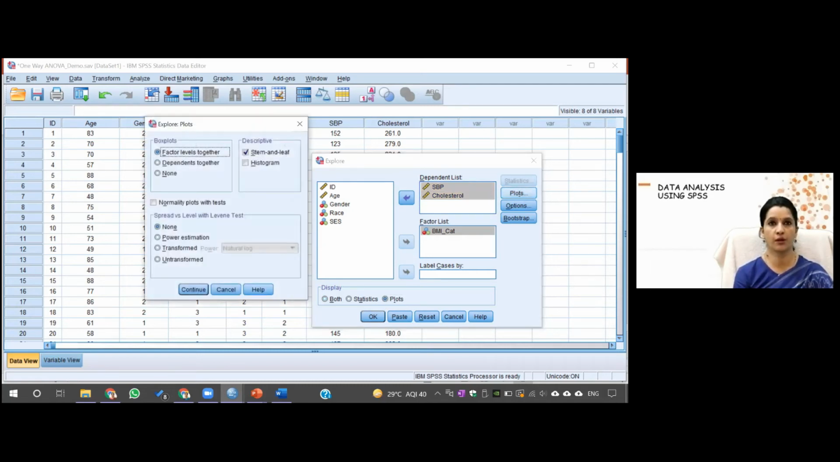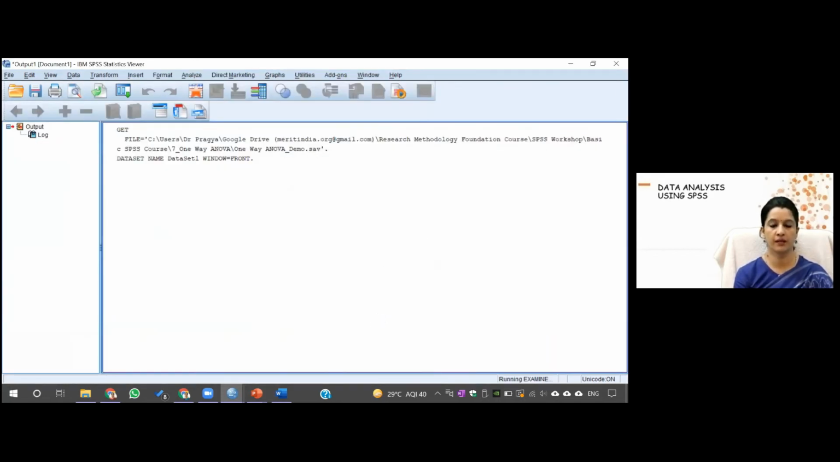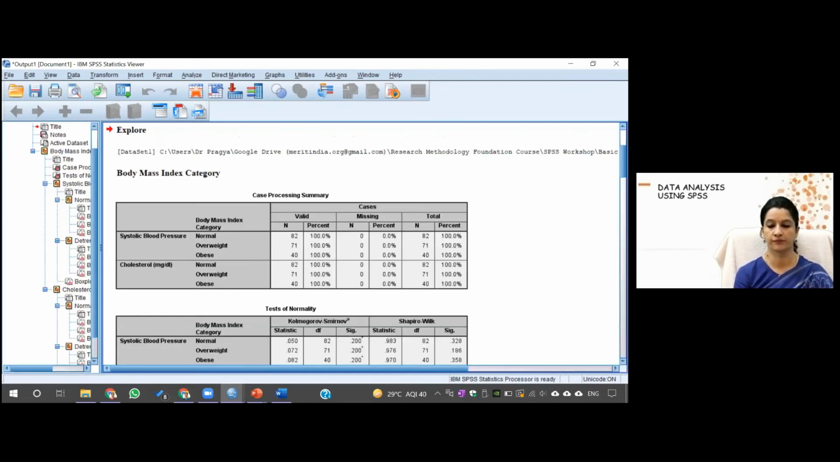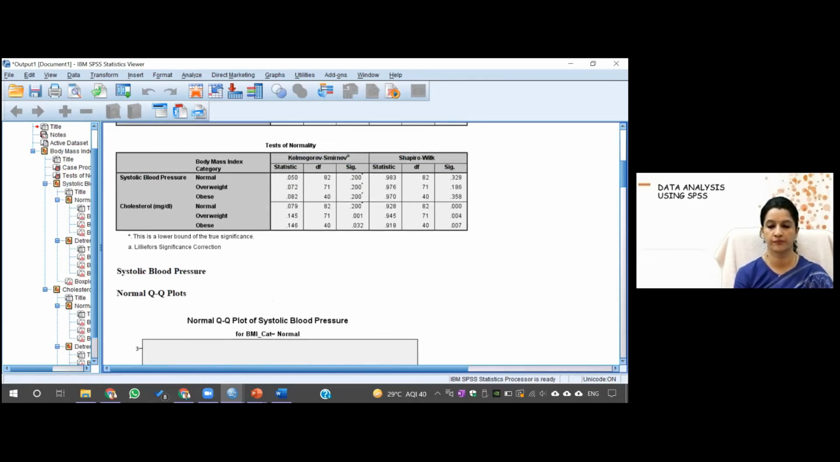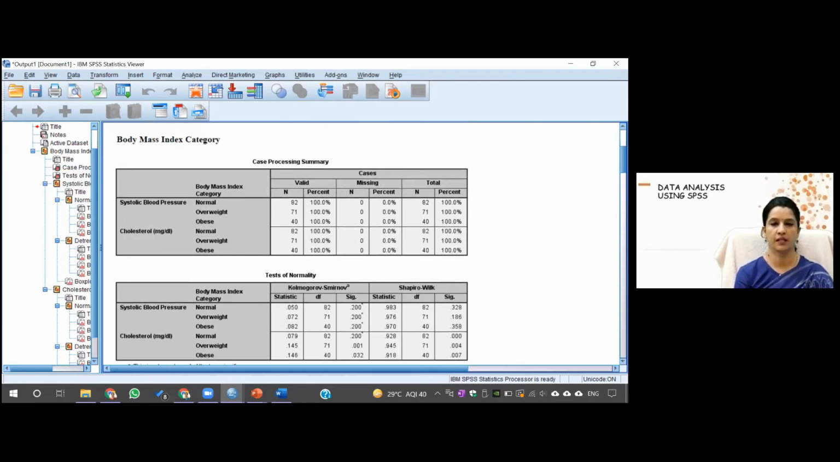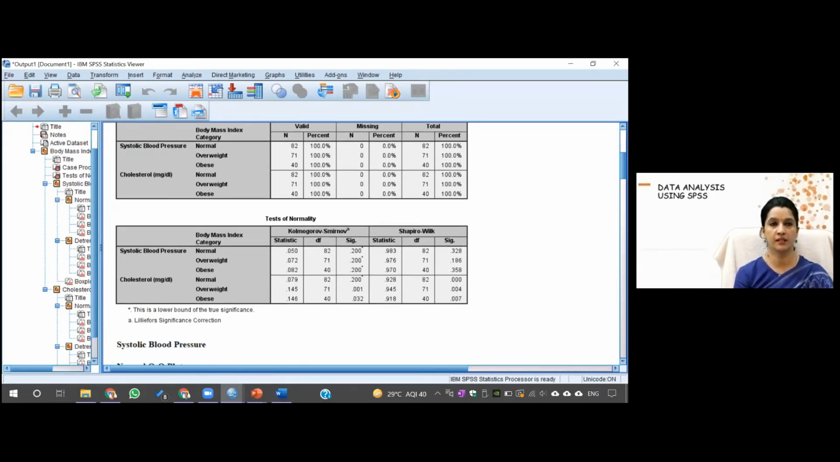I'll go to this plot. I'll uncheck this stem and leaf, and check this normality plot. I'll press this continue, I'll press this OK, and then you will have this output. If you see this output, it will give you a case processing summary, and then you can see the test of normality.